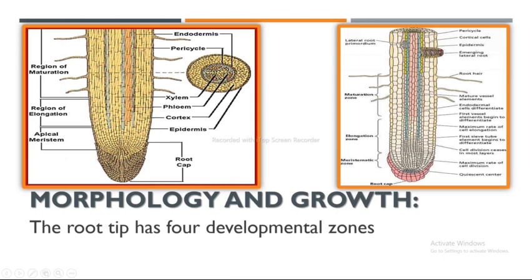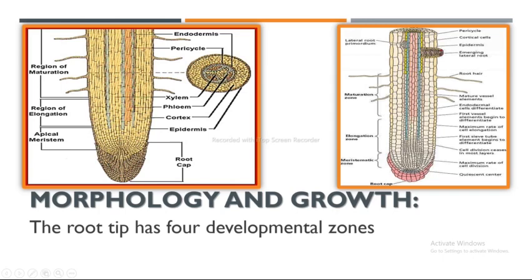And you can see clearly that this is endodermis, this is pericycle again, this is xylem in the center, outside the xylem it is the phloem, and this is cortex, and this is epidermis.